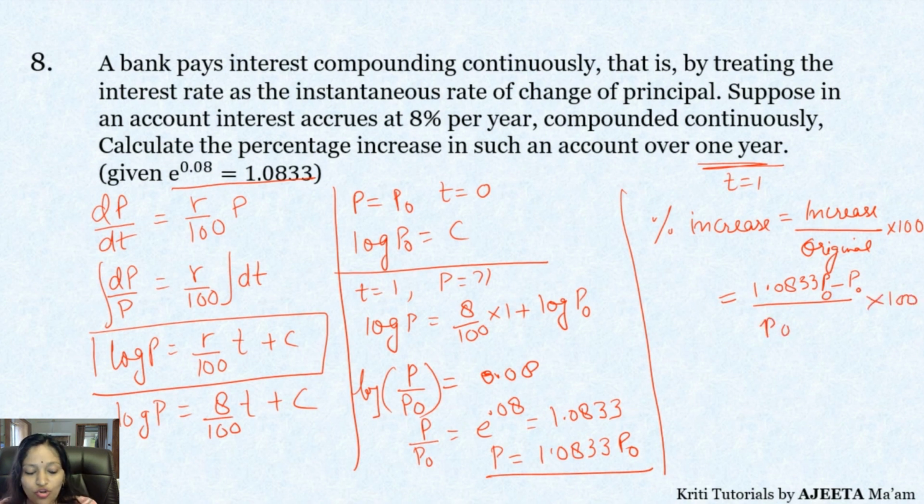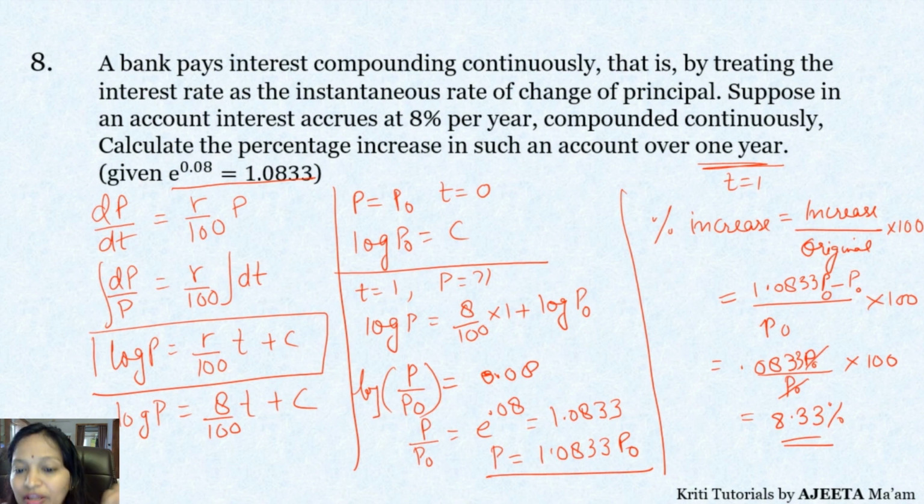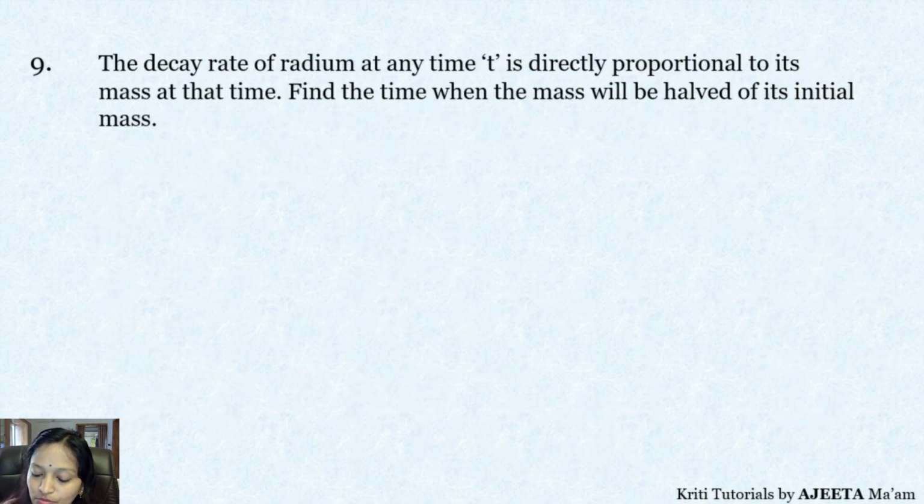So 1.0833 P0 minus P0, where P0 is the original, into 100. How much will 1.0833 P0 minus P0 be? 0.0833 P0 upon P0 into 100. So what do you get? 8.33%. By this much percentage it has increased in 1 year. Okay, so that is the formula of percentage increase: increase upon original into 100. Let's move on to the next.